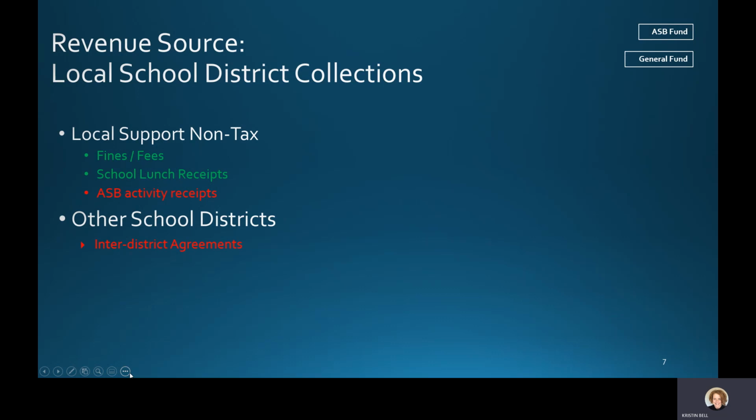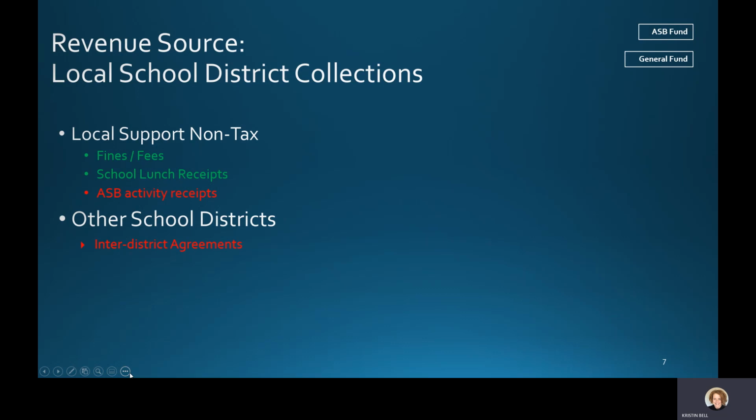Now, if a student accidentally loses a library book and there's a fine associated, we're going to take those funds and we're going to replace the library book, right? That's just naturally what we would do. And also the school lunch receipts, for example, we would take those receipts and revenues and put them back into the food service program. But activity receipts from ASB, for example, would be collected at the local level, although those are red, they need to go back into that ASB fund and then be treated within the guidelines of the ASB fund. Under the other school districts, we often go into something called an inter-district agreement.